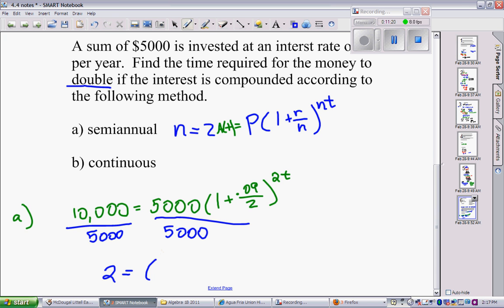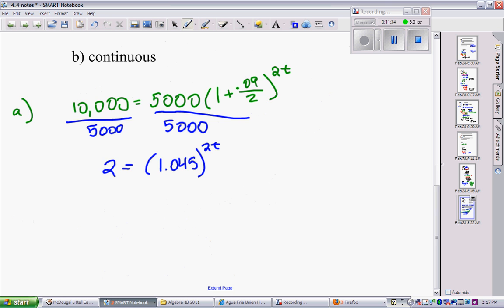2 equals, and let's combine a couple steps, 0.09 divided by 2 plus the 1 gives you 1.045 to the 2t. So we have t in our exponent spot. That means we need to take the log of both sides. So you get log of 2 equals 2t log of 1.045.